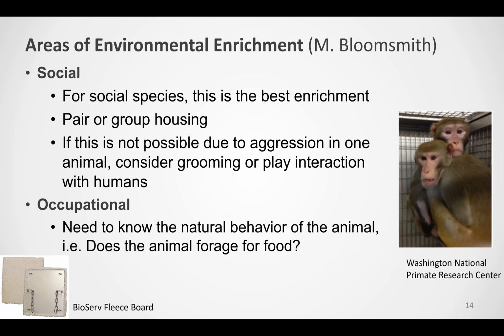Occupational is the second area, and this gets back to knowing that natural behavior of the animal. For example, foraging for food. That's something that many species do, and they spend most of their time doing it. Since that's the case, you want to provide them the ability to do that.